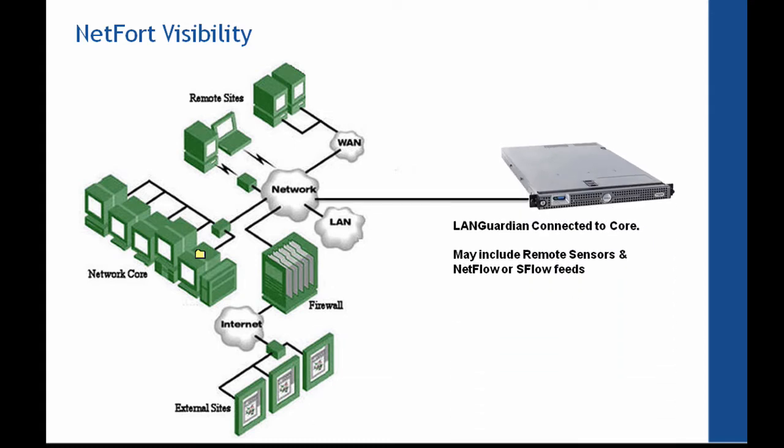So to connect in the LANGuardian, we just connect a sensor into the core of the network. Now we also can accept flow data. So by connecting into the core, we get the mirror traffic. And by enabling NetFlow, maybe on some WAN equipment, we can get the NetFlow or sFlow packets.